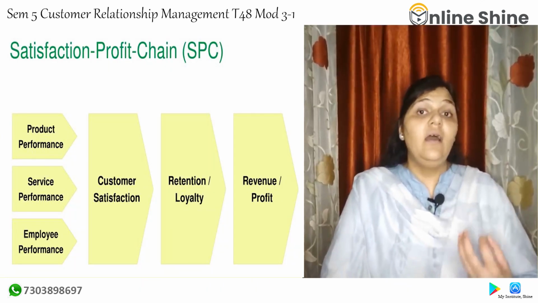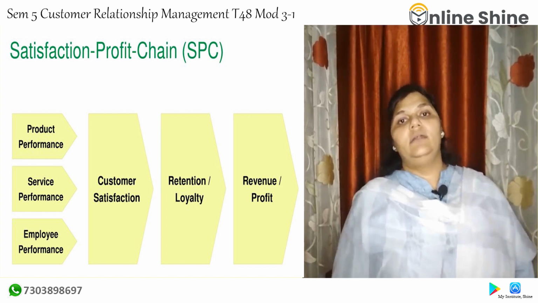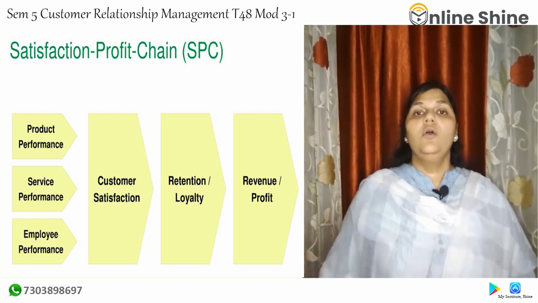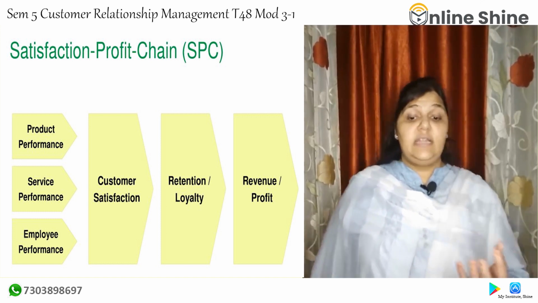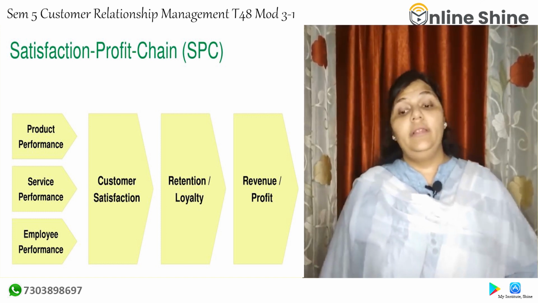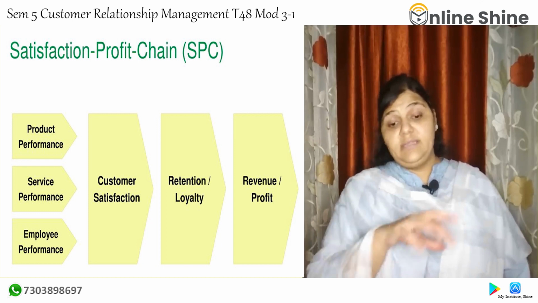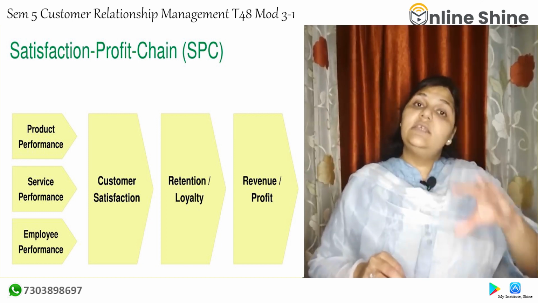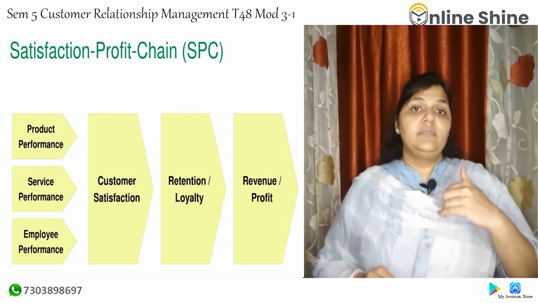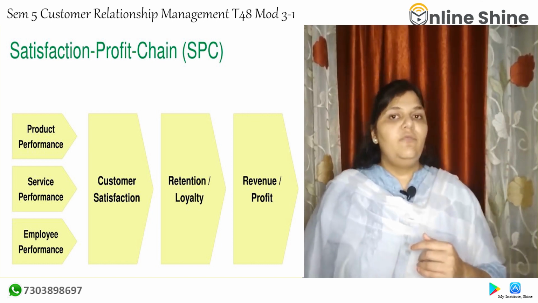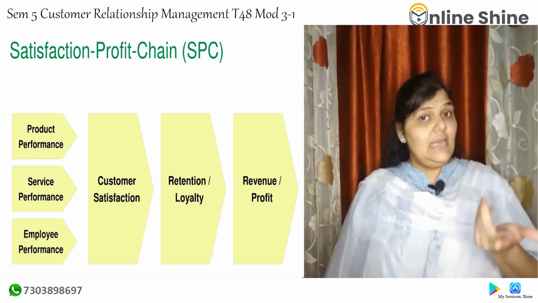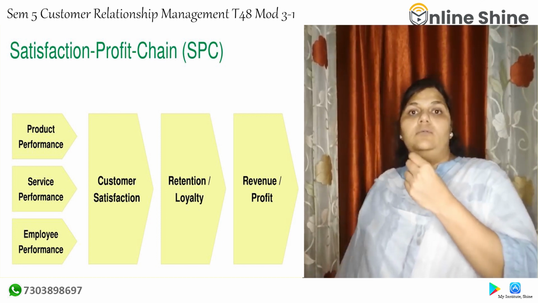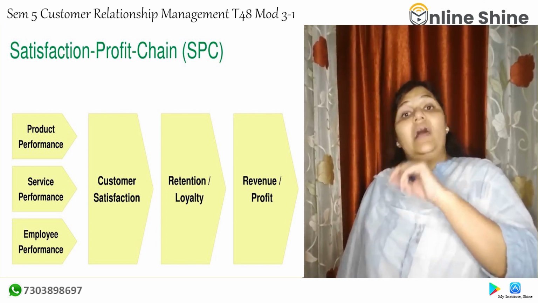This is again an important factor in terms of how we go ahead in customer value. So we talk about customer satisfaction, retention or loyalty, and then the revenue profit. But this chain is still related to product performance. Unless my product is performing well, no customer is going to stay back with me. My service performance, same goes with it. So if a toothbrush is a product, Ola is a service.